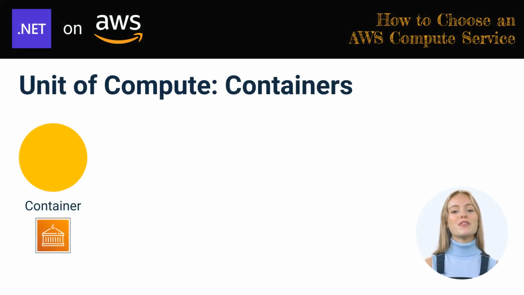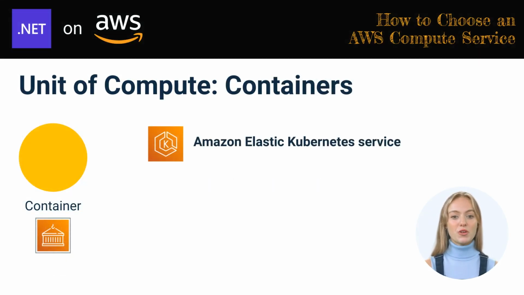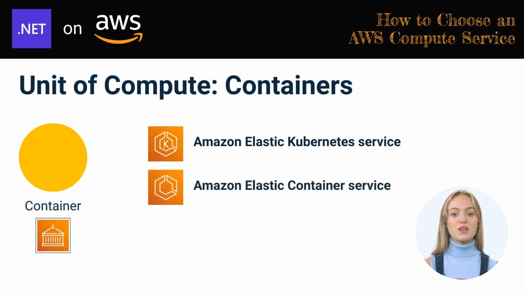To work with containers, you can use Amazon Elastic Kubernetes Service, or EKS. That's a good choice if your organization has standardized on Kubernetes. If you don't want to use Kubernetes, choose the Amazon Elastic Container Service, or ECS. Both services can run both Linux and Windows containers.